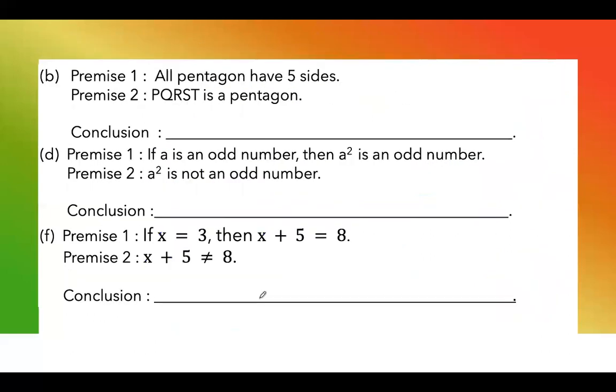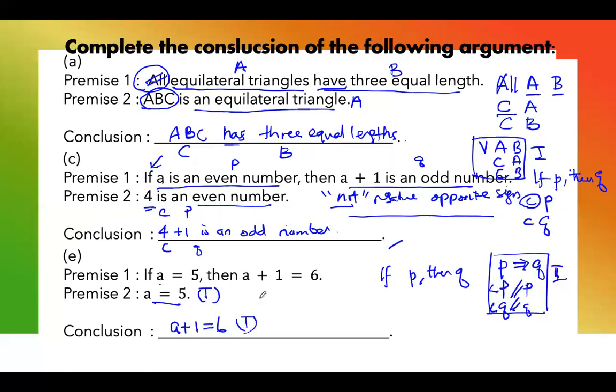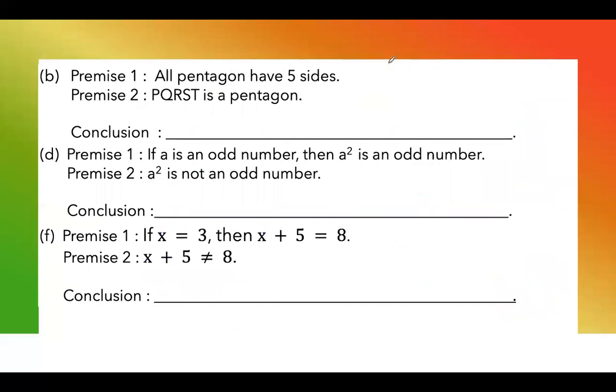All pentagons have 5 sides. Okay, so this one is type 1, right? Type 1. So all, right? All A is B, C is A, C is B, right? So all pentagons, A, have 5 sides, B. C is a pentagon, CA, CB. So what is C?